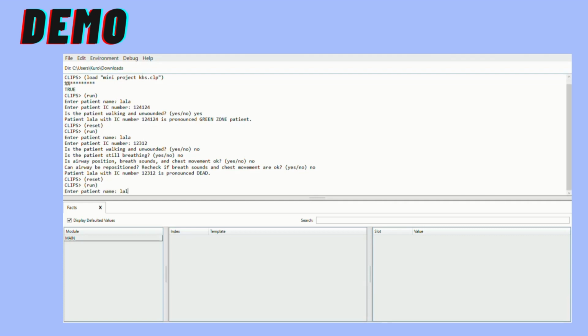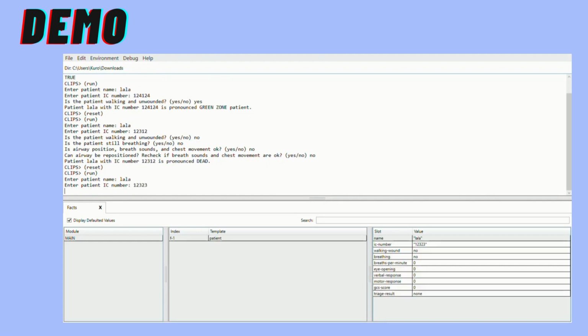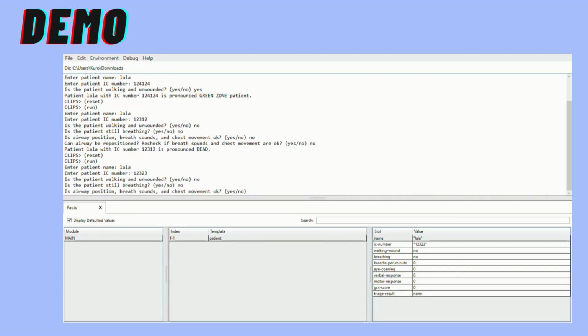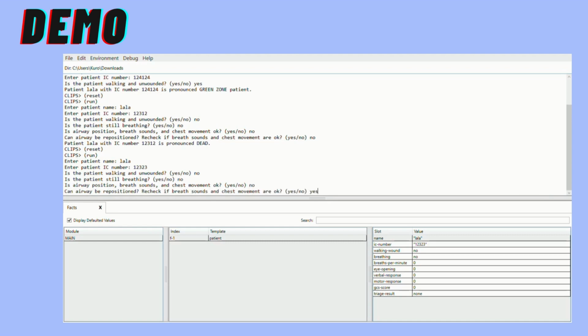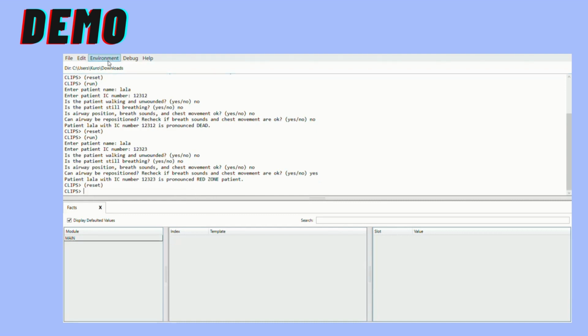And we try again. This time we use yes here. It pronounces the patient is in the red zone because the breathing is still okay, so it is the red zone, not dead. And we reset and run.